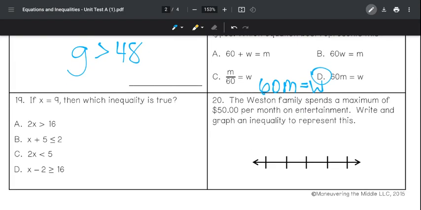19, if x equals 9, which inequality is true? Well, 2 times 9 is 18, and 18 is greater than 16, so A is true.